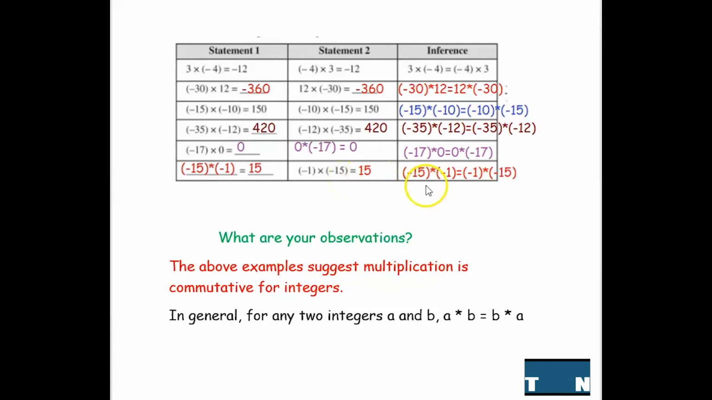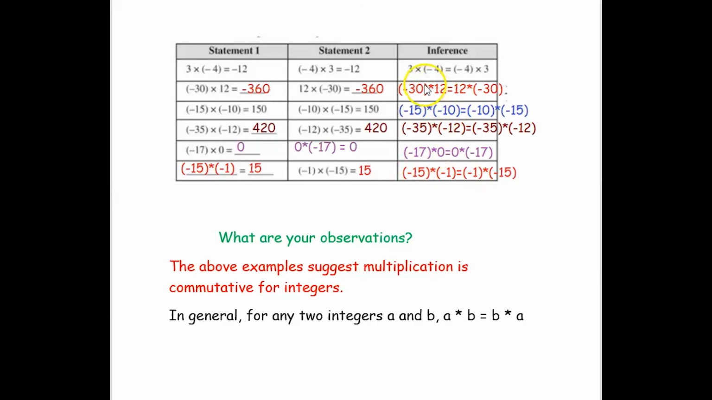So what we are inferring is negative 15 into 1 is equal to 1 into negative 15. So we have completed the table. Now let us observe what we have done. So what are your observations? The above examples suggest that multiplication is commutative for integers also.